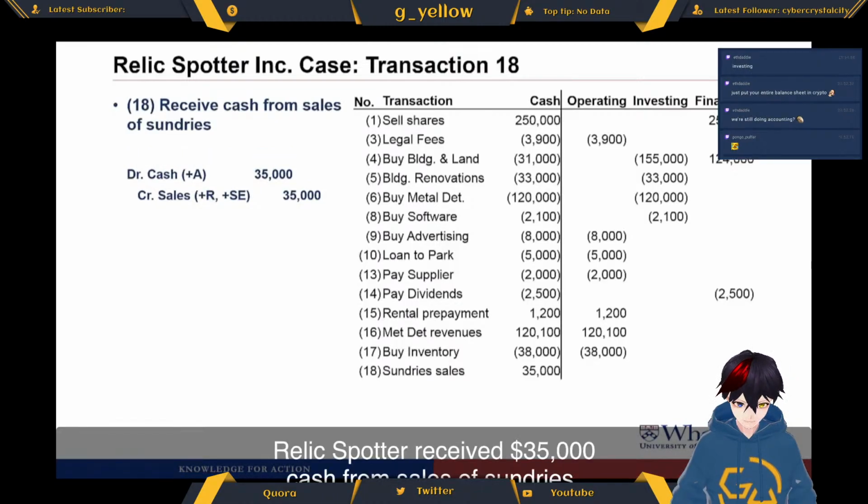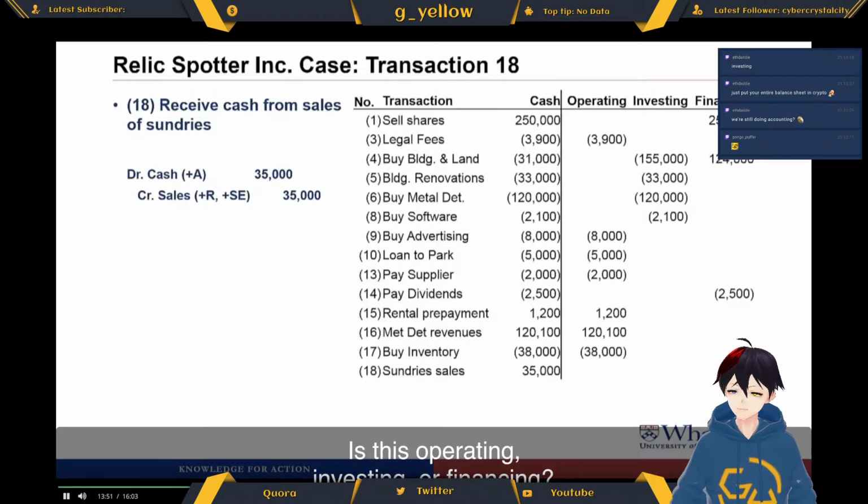Transaction 18, Relic Spotter received $35,000 cash from sales of sundries. Is this operating, investing, or financing? Operating.